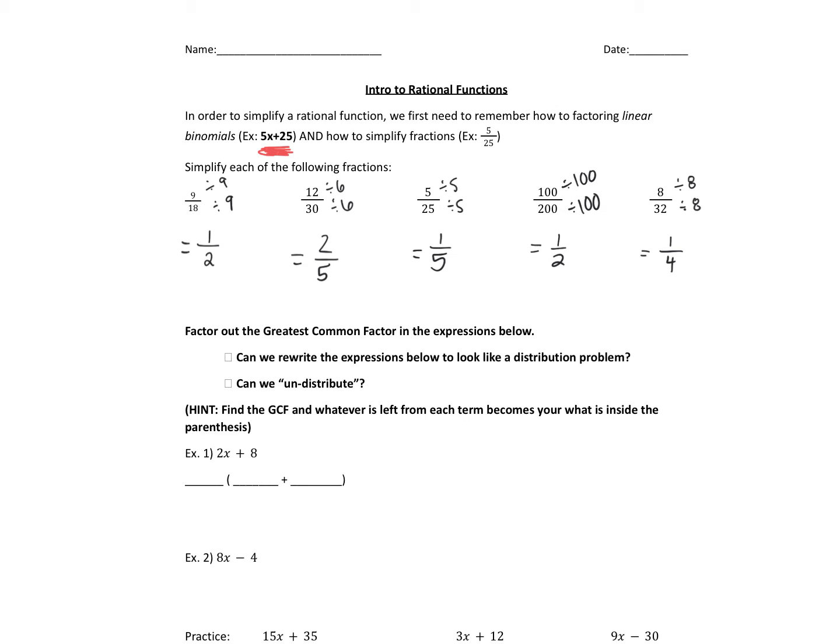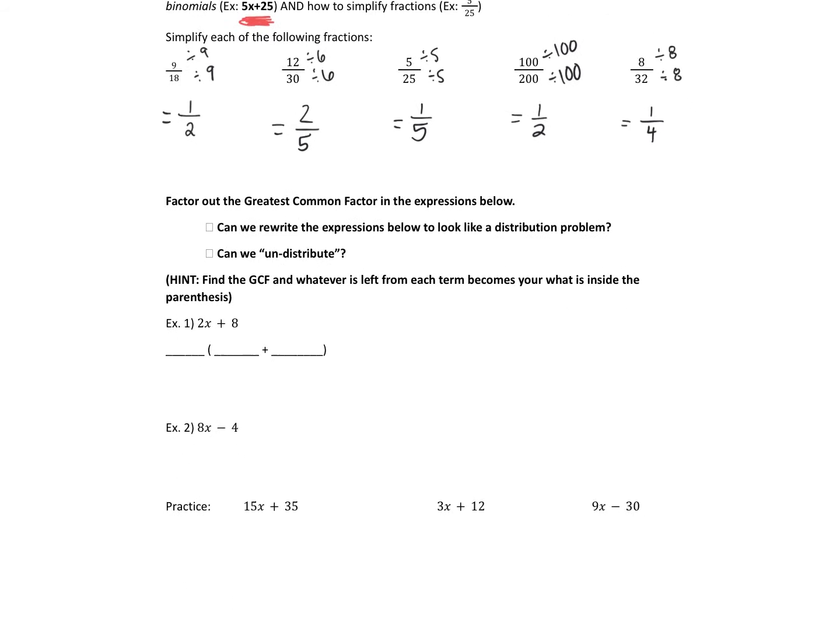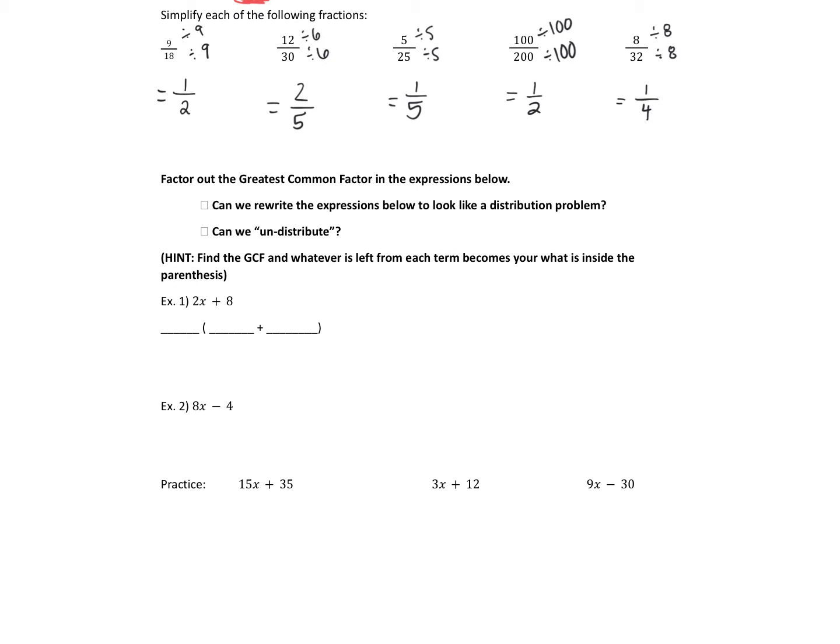All right. What we're also going to need to know when we're going over rational functions is how to distribute, or how to undistribute, or in this case, factor out a greatest common factor. Now, we did this a couple months ago, so we should remember how to do this. So remember, if I'm looking at example 1 here, my GCF is going to go on the outside, and then on these inside lines here, I'm figuring out what I need to multiply my GCF by to get what my answer was. Okay?